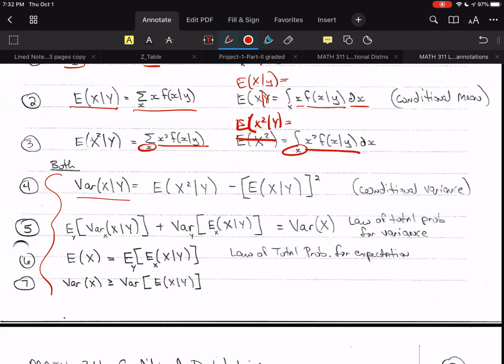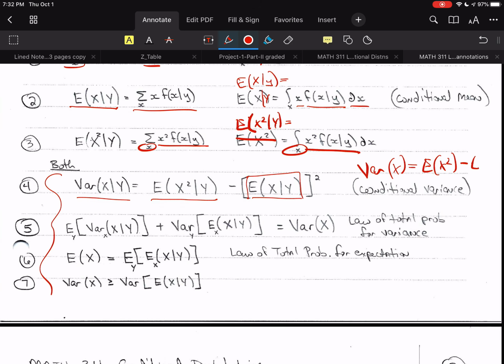And so the variance of x given y is equal to E of x squared given y minus E of x given y, quantity squared. So this looks the same as for the variance of x, let's say, E of x squared minus E of x, quantity squared. So it's the same form. Now we have some properties that are new. I'm going to start with number 6 here.